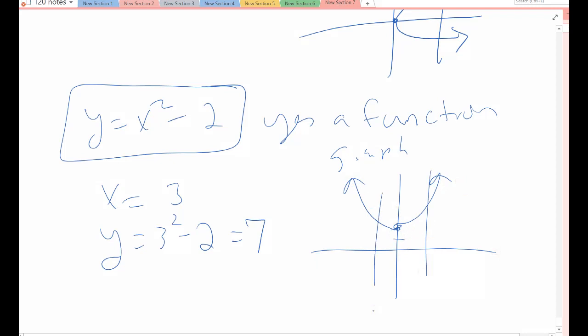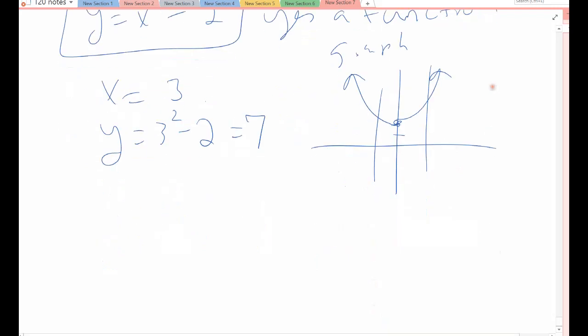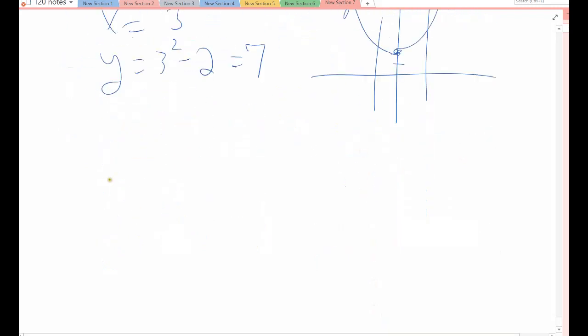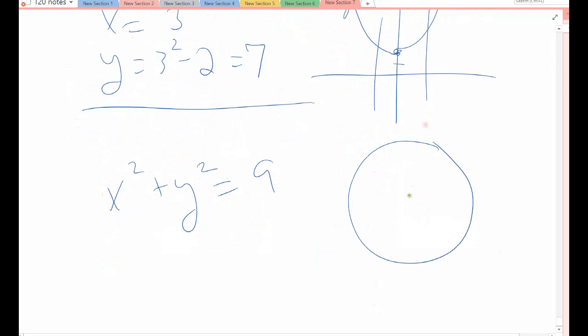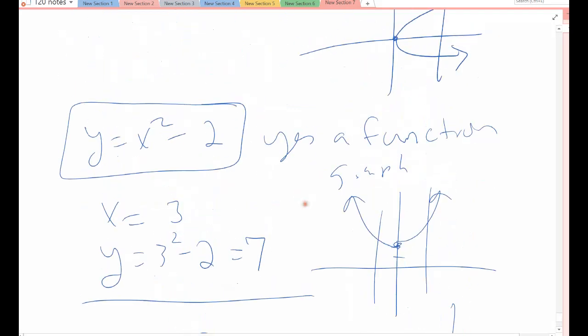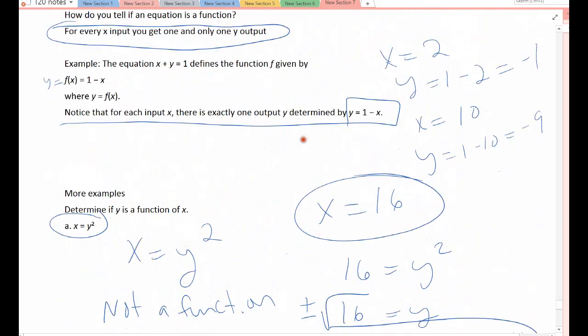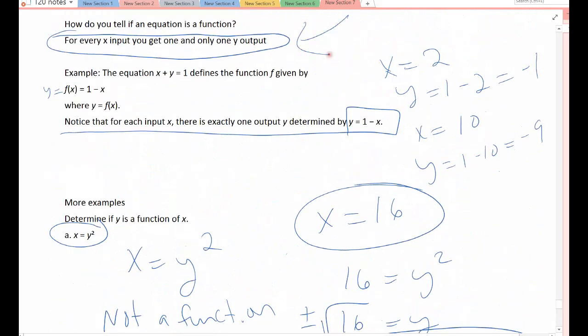But again, functions should be fairly obvious. Circles fail because they've got that y squared term. I've got x squared plus y squared equals 9. Well, that's my circle. That has a radius of 3, and it fails. The y squared is why it fails. It's a relation, but it's not a function. So again, vertical line test is an easier way to go, but you can kind of look at them and tell if it satisfies that definition. For every x value you plug in, you're only going to get one out.